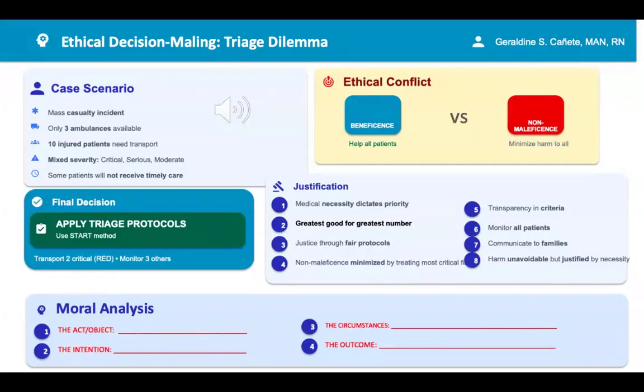Well, from a beneficence perspective, we want to help all patients and provide them with the best possible care. But in this situation, that's simply not possible. We can't help everyone equally because we don't have the resources. So, how do we decide who gets help and who doesn't?